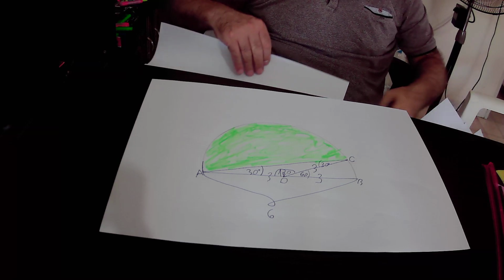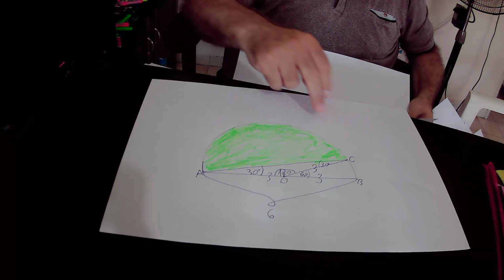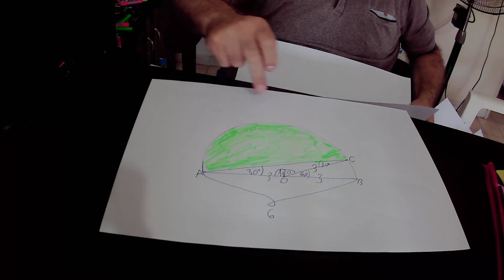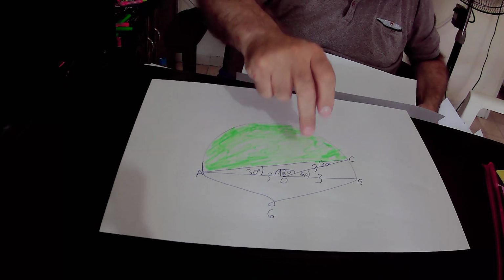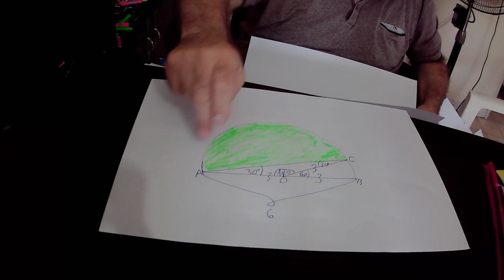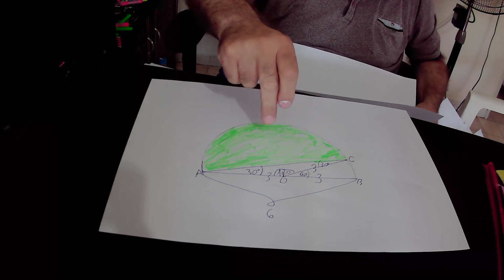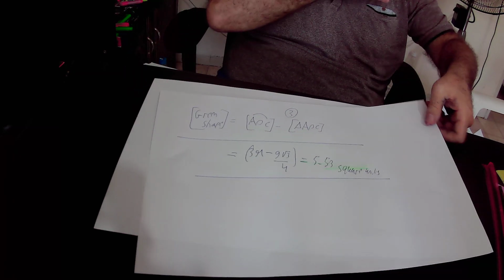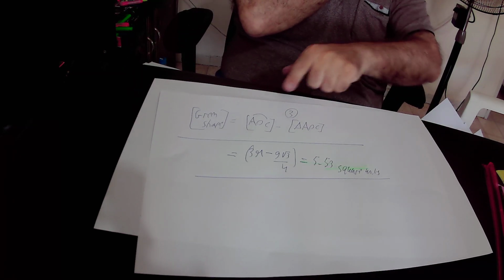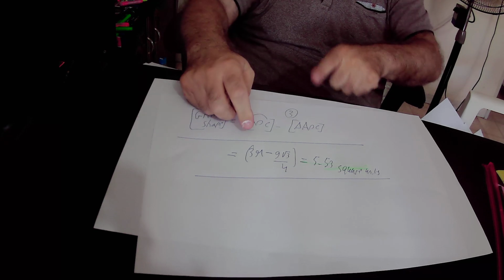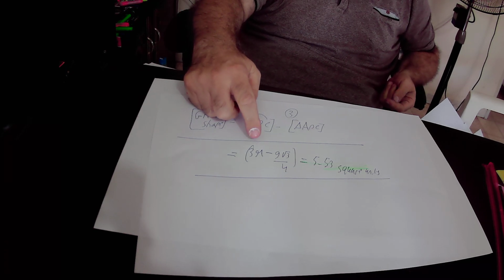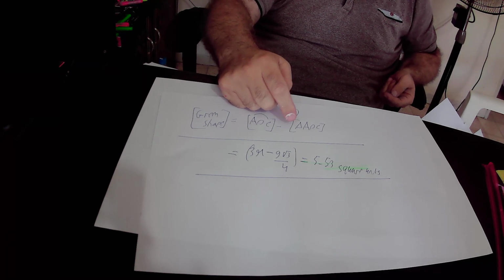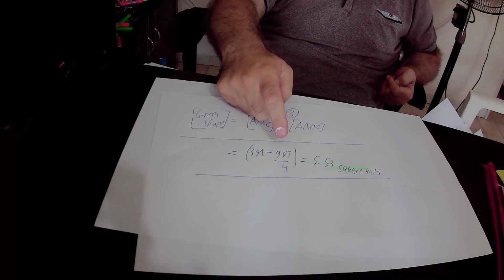But what is actually the area of the green shape? It is very simple to see from the drawing that the area of the green shape equals the area of sector AOC minus the area of triangle AOC. I repeat, the area of the green shape equals the area of sector AOC minus the area of triangle AOC. We have already found that the area of sector AOC equals 3 pi square units, and the area of triangle AOC equals 9 times square root of 3 over 4 square units.